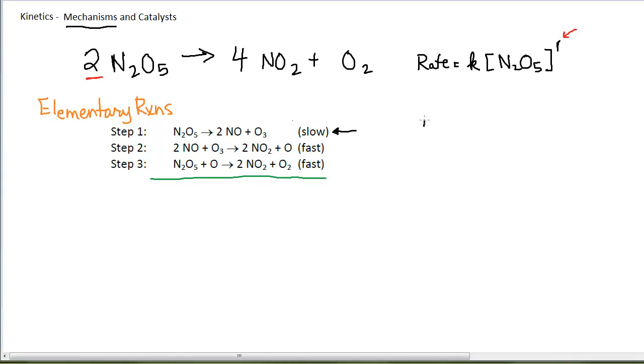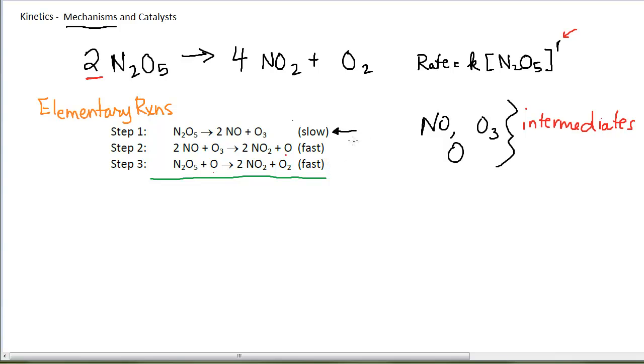atom. The NO and the O3 that get produced in this first step, these are called intermediates. They're intermediates because they get consumed in a later step and therefore they cancel. All right? In the second step, they all three bump into each other and produce two NO2s and an oxygen atom, and the oxygen atom gets consumed in the third step. So oxygen atom is also an intermediate. So I have three intermediates in this proposed mechanism. So intermediates are formed in an early step in the mechanism and then get consumed later on.